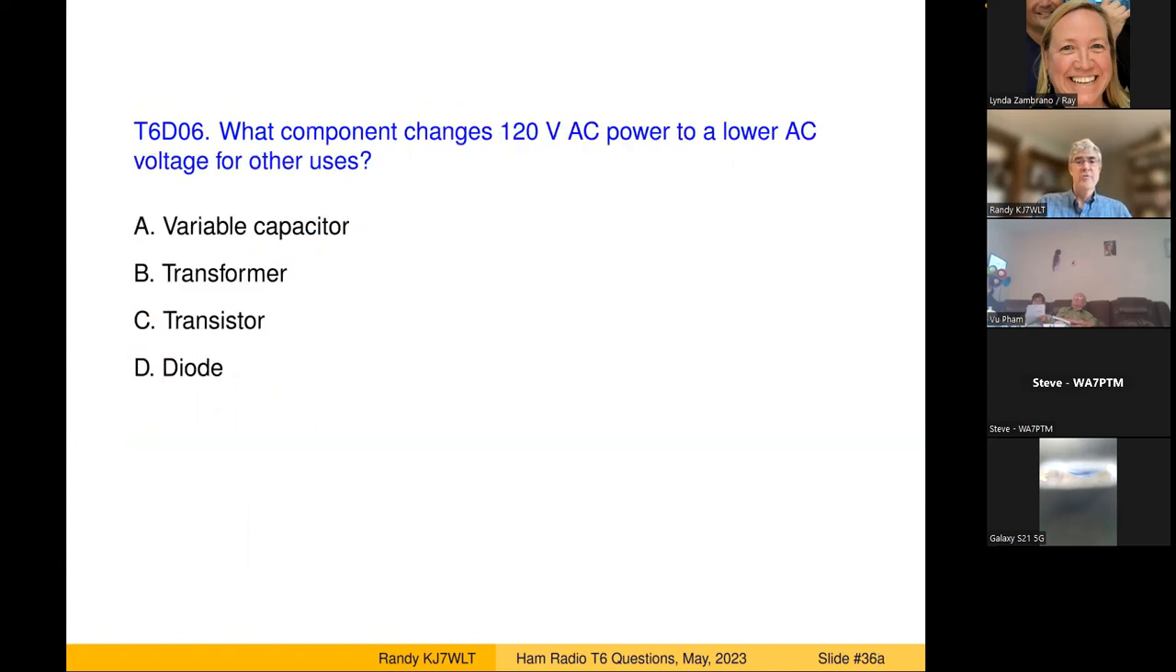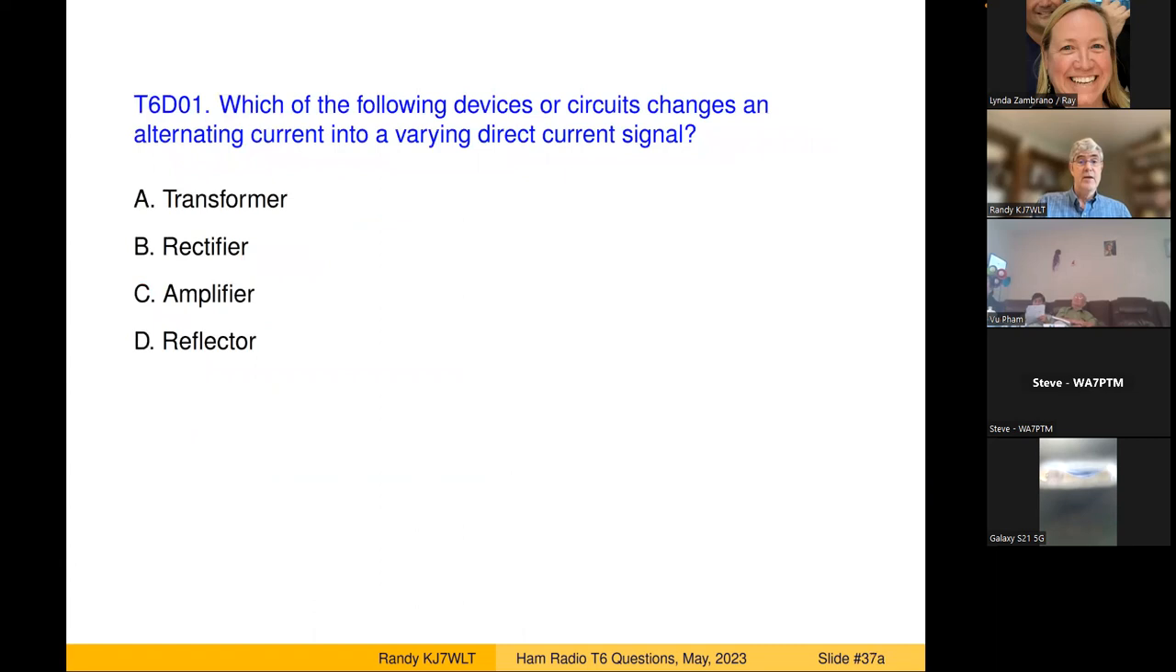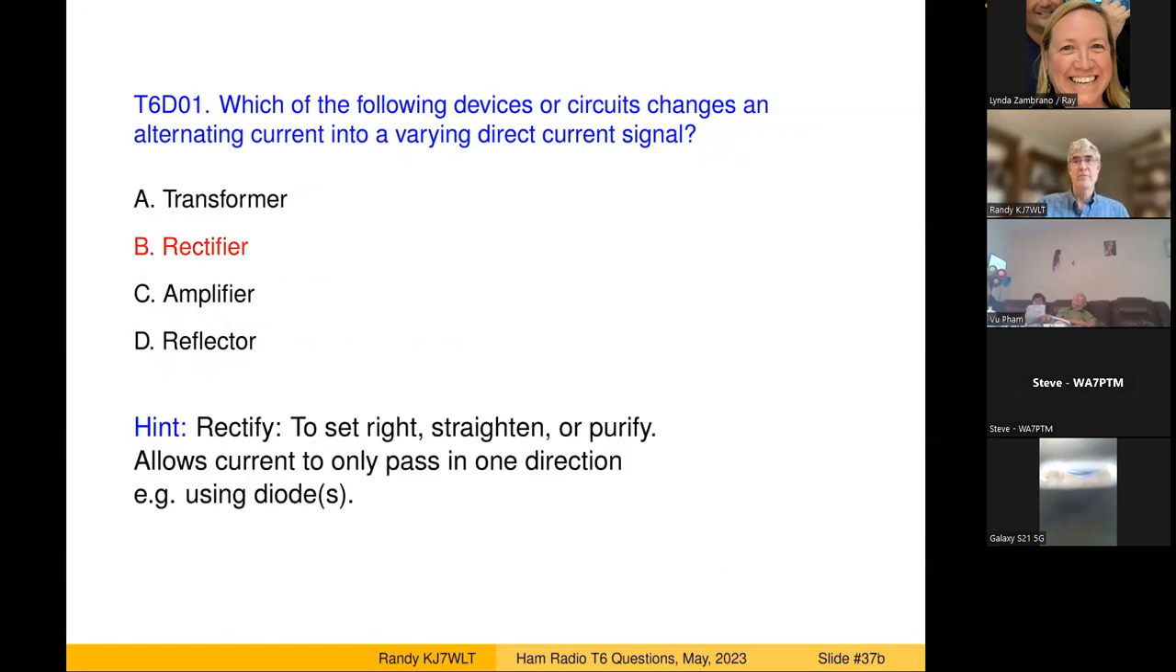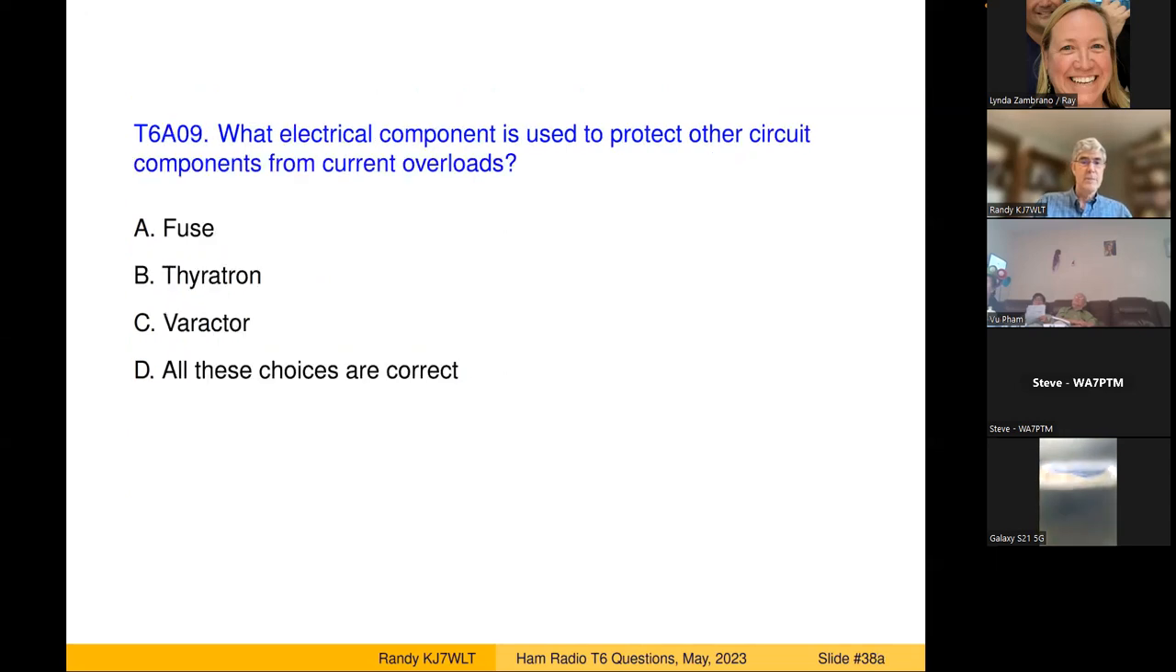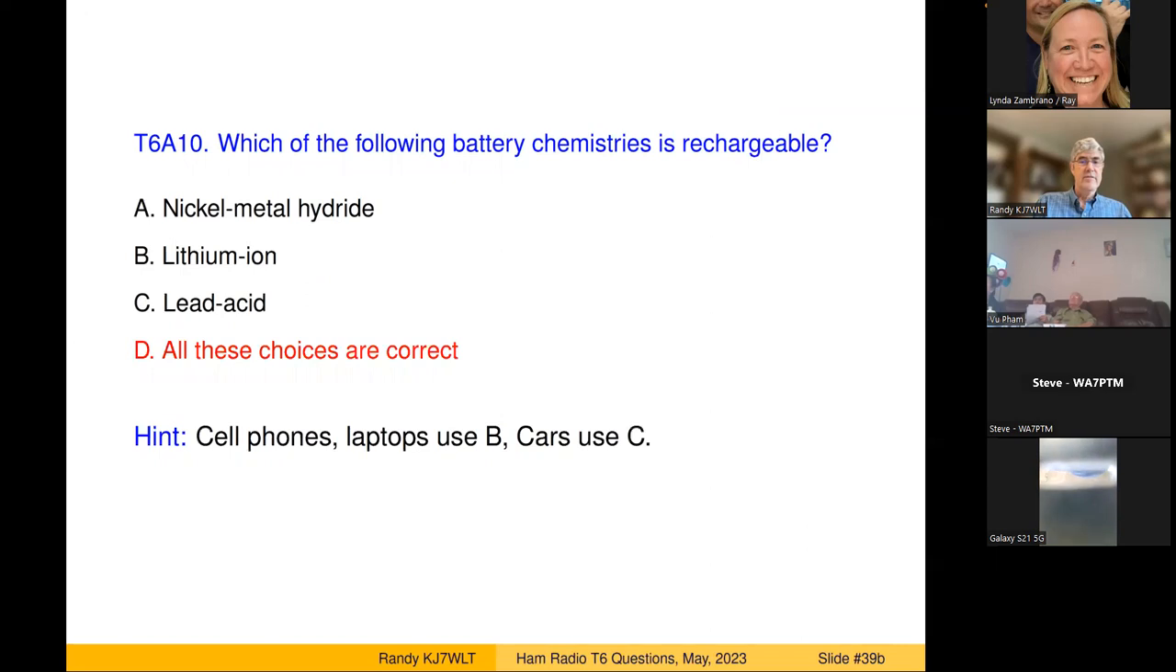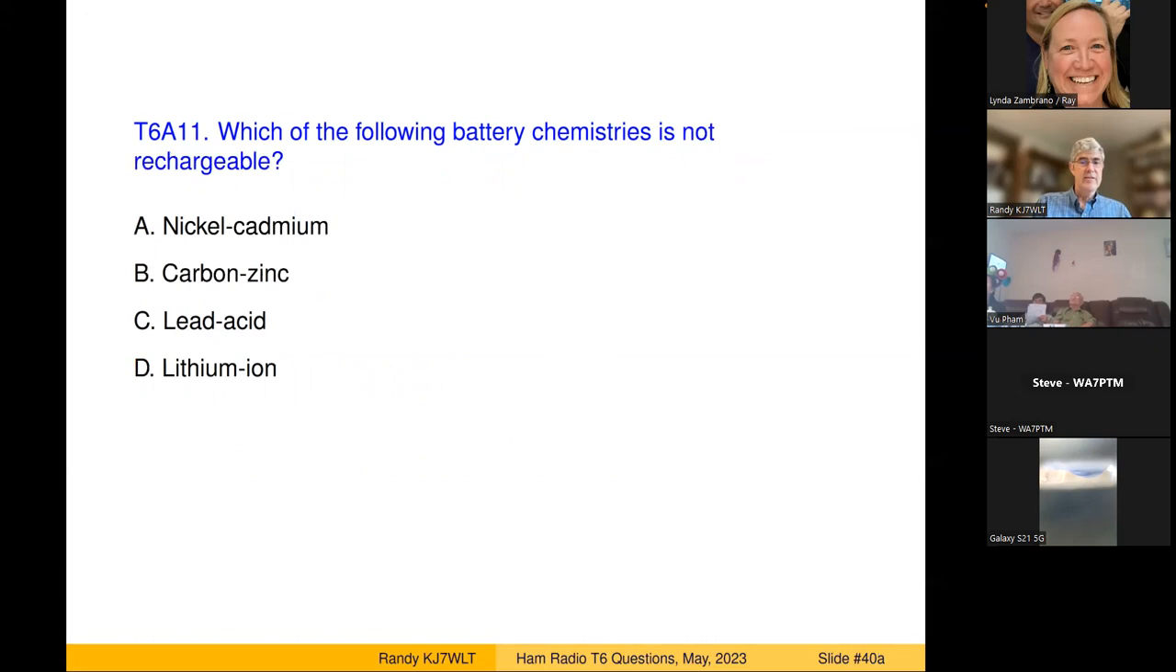If you're transforming power from one voltage to another, it's a transformer. If you want to change alternating current into current that's only going in one direction, you have to rectify it with a rectifier that might be built out of diodes. And then a fuse protects the circuit from overloading. And the rechargeable batteries, all of these are rechargeable. And on the next list, the only one that's not rechargeable is the carbon zinc.